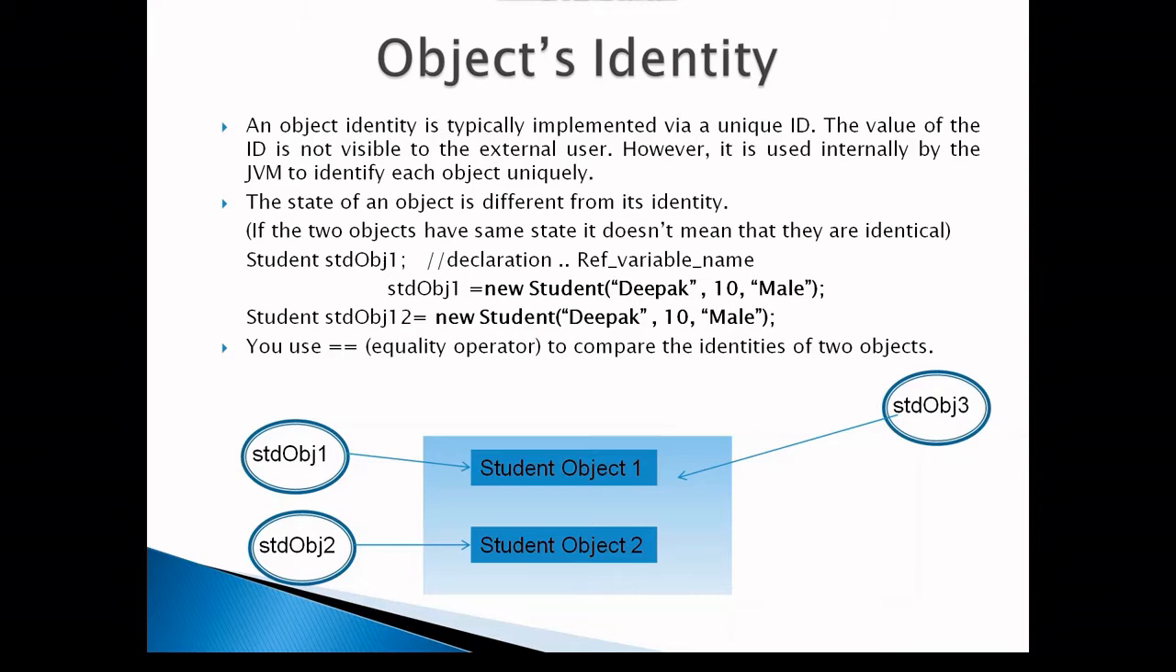So what is object identity? Object identity is typically implemented by a unique ID. The value of the ID is not visible to the external user. However, it is used internally by the JVM to identify each object uniquely. Here, JVM is an engine that provides a runtime environment to drive the Java code or application. It converts Java bytecode into machine language. It is a part of JRE, that is Java Runtime Environment. I will make a detailed video on JVM and JRE.